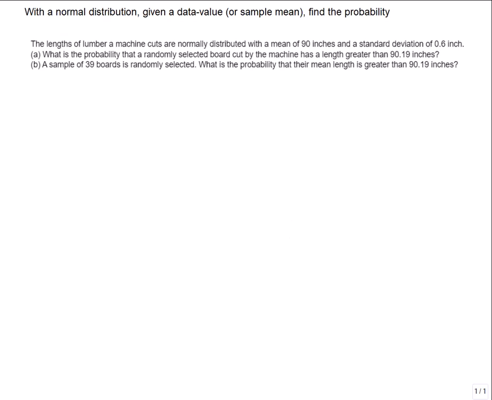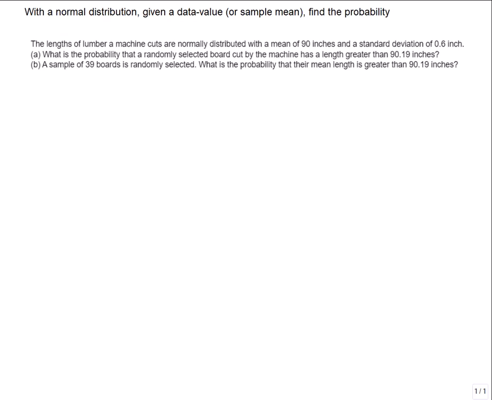The question we're going to look at right now is the type with a normal distribution, given a data value or, in part B, a sample mean, find the probability. So let's look at the example and see why it's that type of question and then how to solve it.